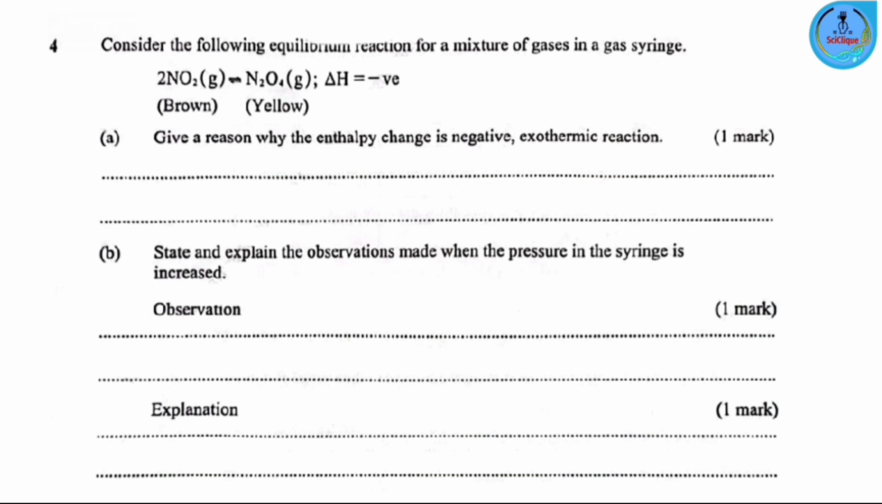Part A. Give a reason why the enthalpy change is negative. Exothermic reaction. Now, exothermic reactions usually have the enthalpy, the heat change, denoted as a negative sign. So, when you see that you are given the enthalpy, the heat change, and it's negative, it simply means that this is an exothermic reaction. Heat energy is being evolved. Okay? If it's positive, then that means that the reaction is endothermic. This is a reaction that absorbs heat energy. So our answer is the products have a lower energy than the reactants.